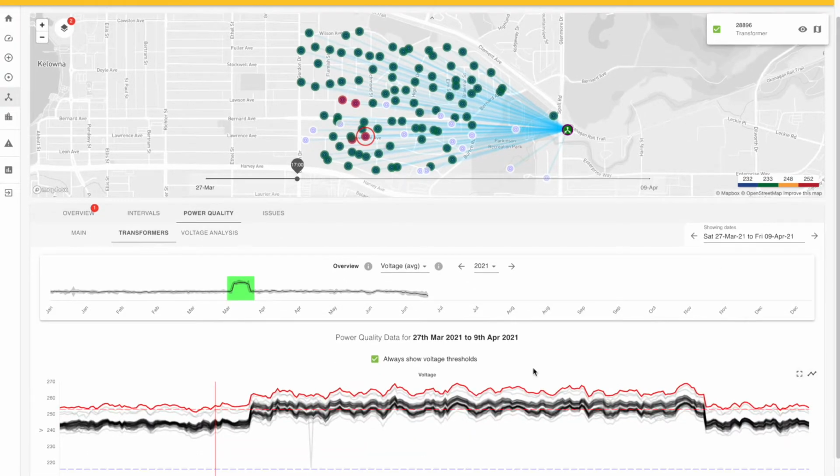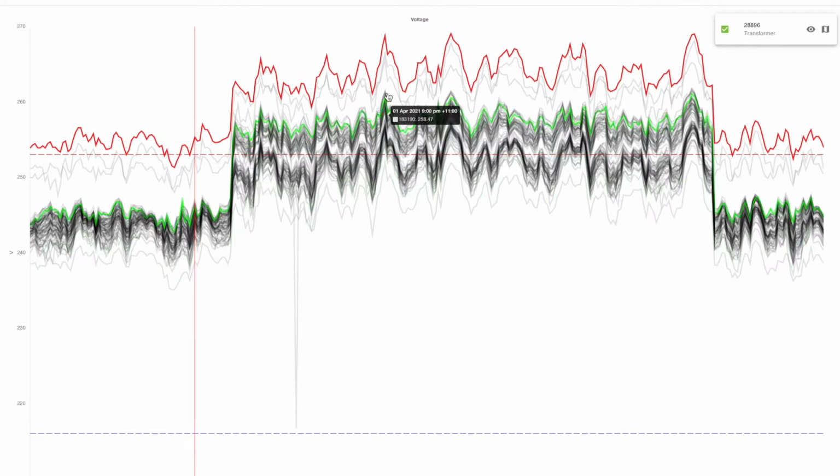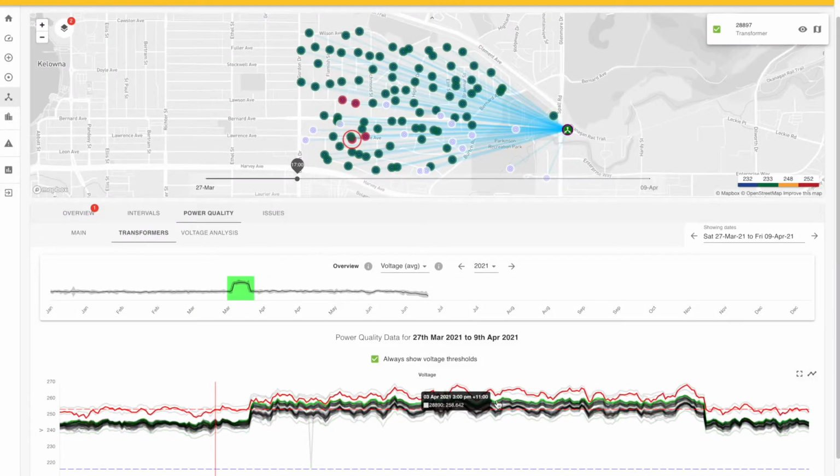Another interesting phenomenon we discovered during the demo program was that in North America, meters can report multiple voltages because of your phase-to-phase arrangements. And so FutureGrid was modified and augmented to enable this multi-phase visualization. So you can aggregate and understand voltages depending on which voltage level you're interested in.